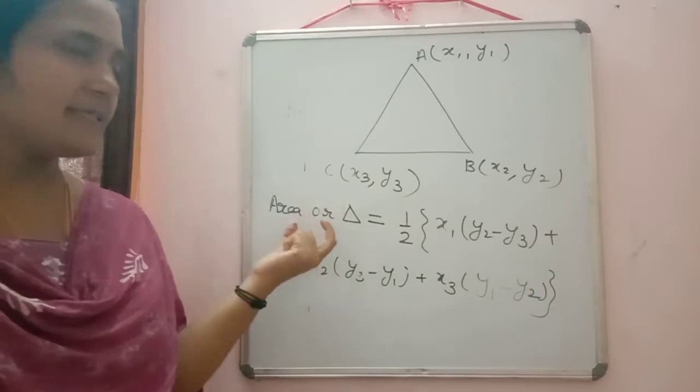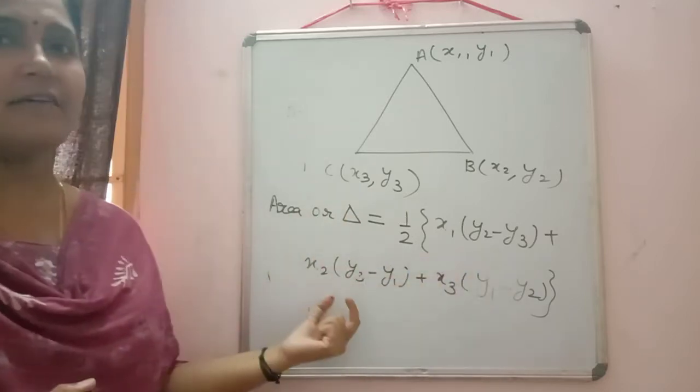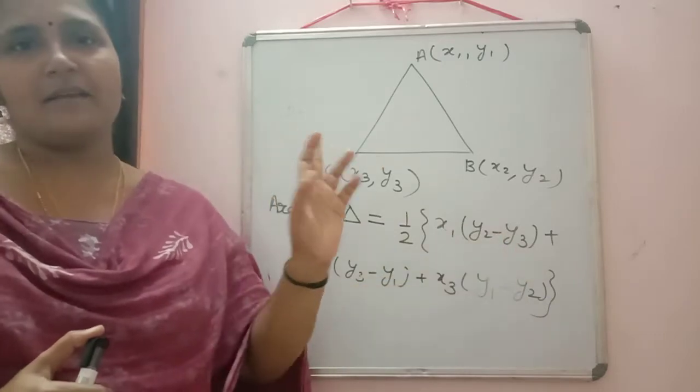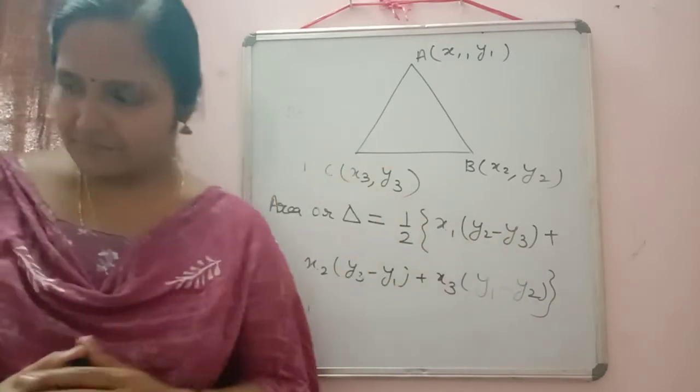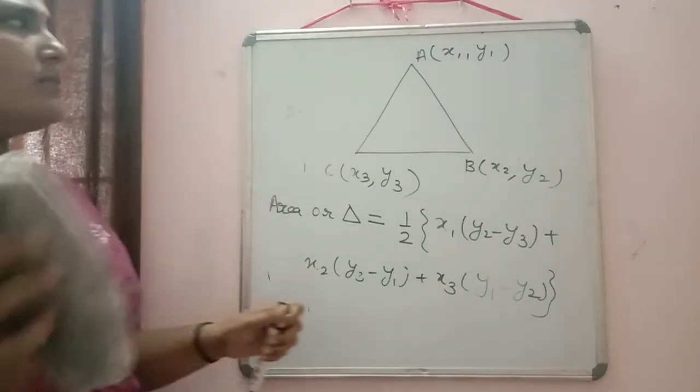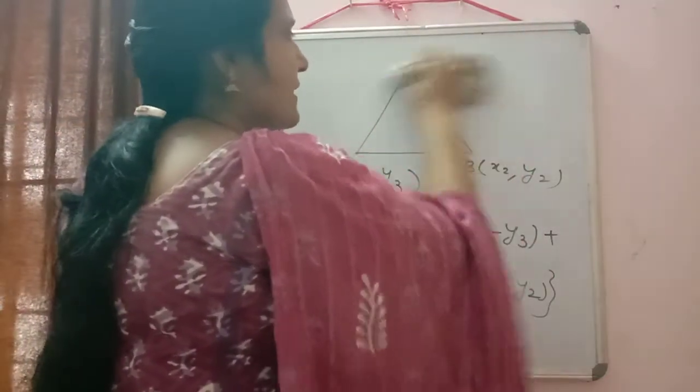So hope it is clear to you how we can learn the formula. Remember the sequence 1, 2, 3. Clear? Okay. Now suppose at present we have a triangle there. Now suppose the point A coincides here.